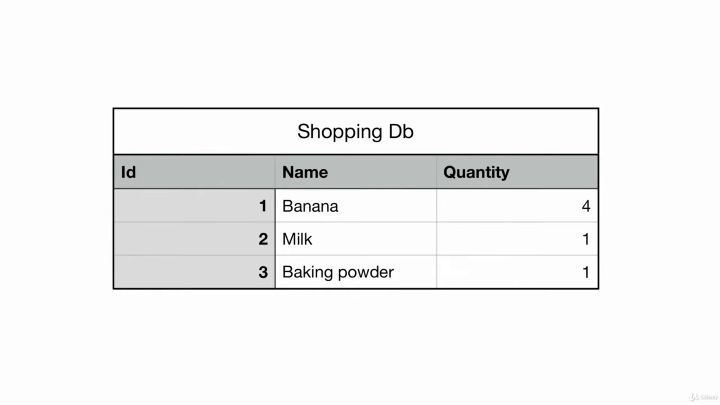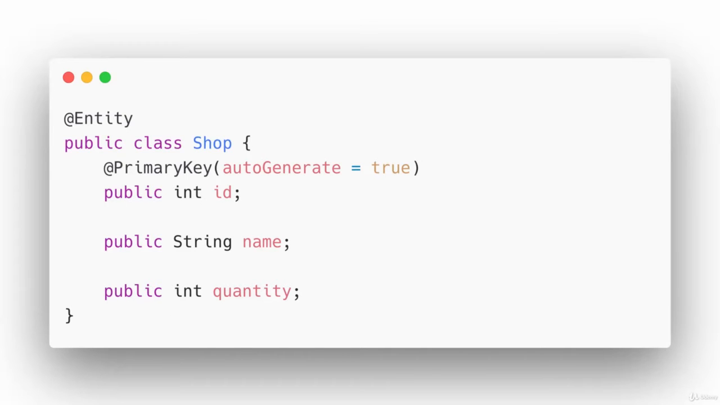So let's say you want to have a database table of shopping items and you want every row of the table to be an instance of a new item. Each row in the database will have an ID, name, and quantity representing the items. What you would do is to create a normal Java class with variables representing the columns. You then annotate the class with @Entity. We also tell Android that the ID is the primary key and that it should be auto-generated.